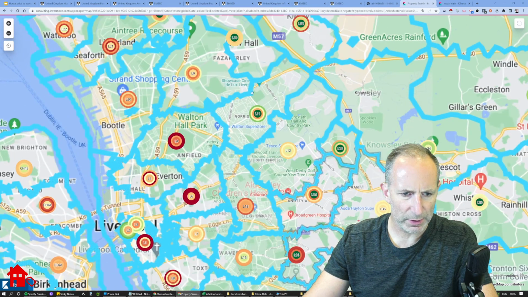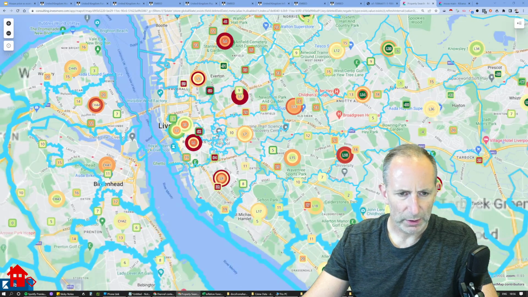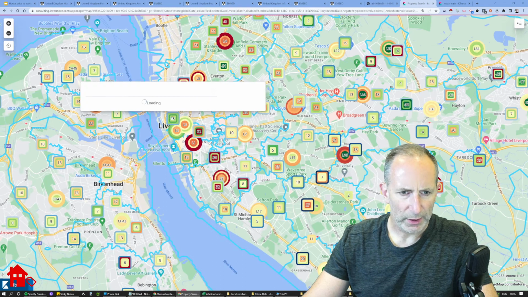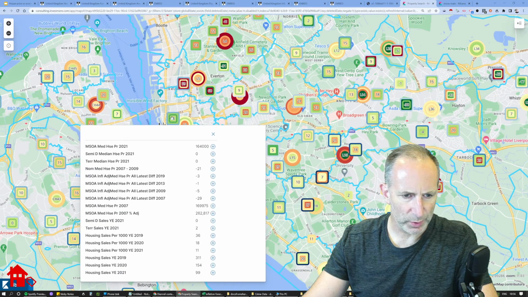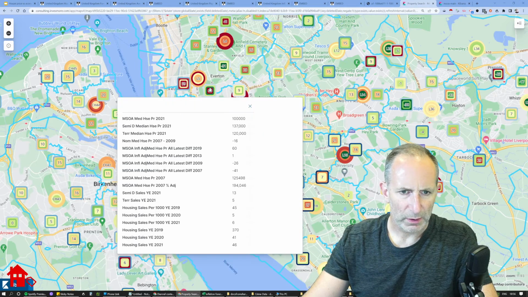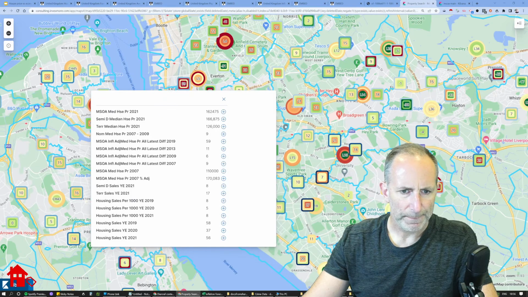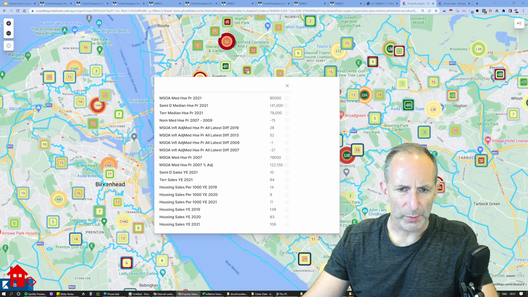Liverpool, I think lots of areas in Liverpool were really trashed. This one declined 20. How much did it decline? This one dropped 21% and 20. What was it? 16%, and so on. So a lot depends on where you are.